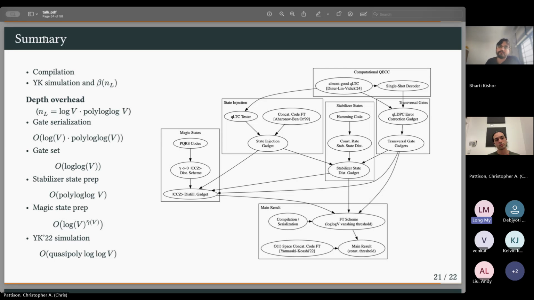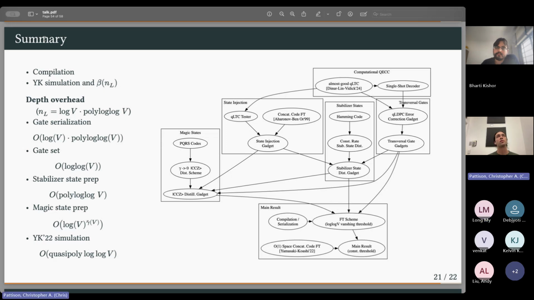Hi. Thanks for the talk. I have a question regarding a note you put in this picture. Say the scheme has a vanishing threshold of 1 over log V. What does that mean? Does it mean it has a vanishing threshold compared to the constant threshold in general?